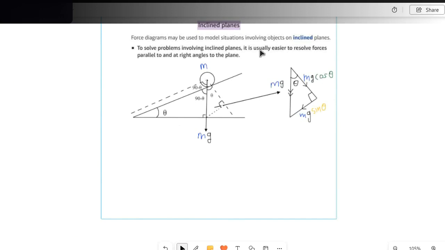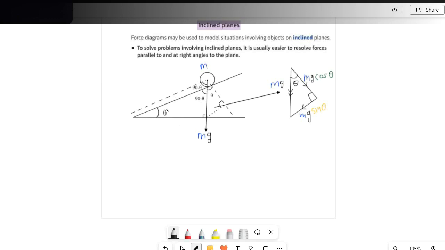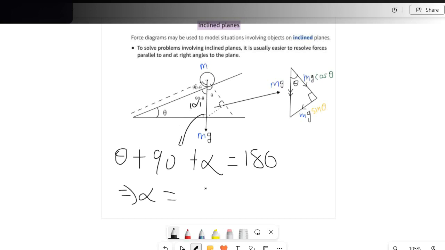Force diagrams may be used to model situations involving objects on inclined planes. To solve problems involving inclined planes, it is usually easier to resolve forces parallel to and at right angles to the plane. For example, if we have a plane with an angle of theta to the horizontal, as illustrated here, we can use this angle, which is 90 minus theta, as we know that the sum of angles of a triangle is 180. So theta plus 90, which is this angle, plus alpha, assuming this is alpha, is equal to 180. Writing alpha in terms of theta, we get 180 minus 90 minus theta, which is also 90 minus theta.